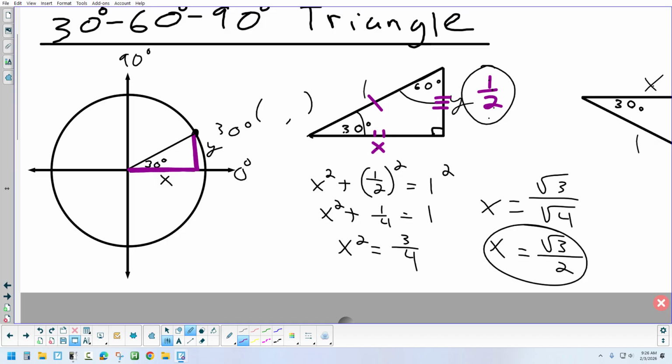Square root of 3 over 2. That's what we just solved for, square root of 3 over 2. And how tall is the triangle? 1/2. Yep. So that is the coordinate for 30 degrees. It's always square root of 3 over 2, comma, 1/2.